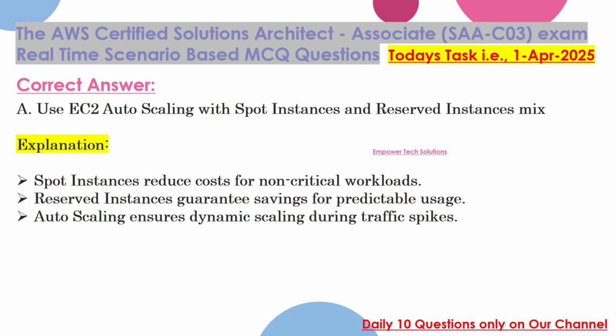Correct answer: A. Use EC2 auto-scaling with spot instances and reserved instances mix. Explanation. Spot instances reduce costs for non-critical workloads. Reserved instances guarantee savings for predictable usage. Auto-scaling ensures dynamic scaling during traffic spikes.